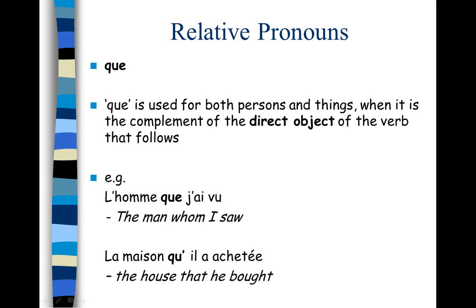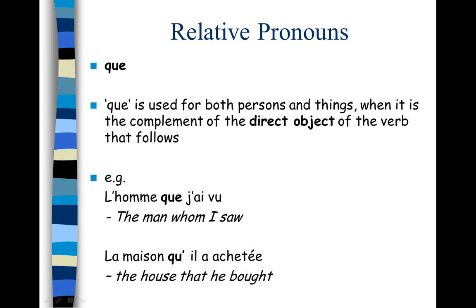Okay, so once again, it's always a good idea to look at the verb. The verb is voir. Who did the seeing? I did. So I am the subject. I'm the person doing the verb. What did I see? I saw the man. So the man is the direct object. Therefore, we're going to replace the man with que.